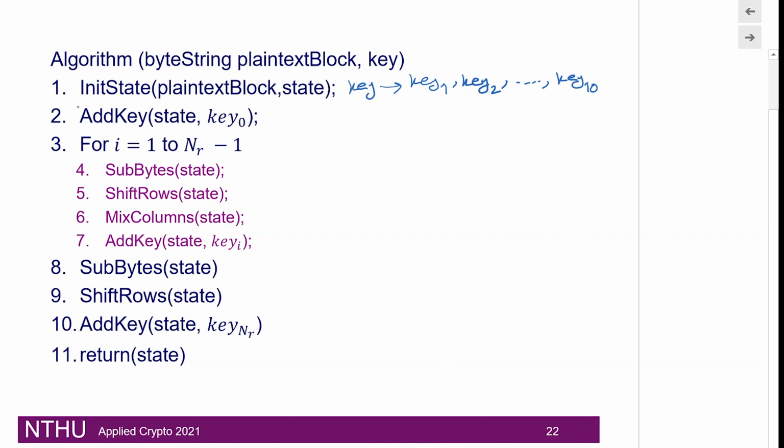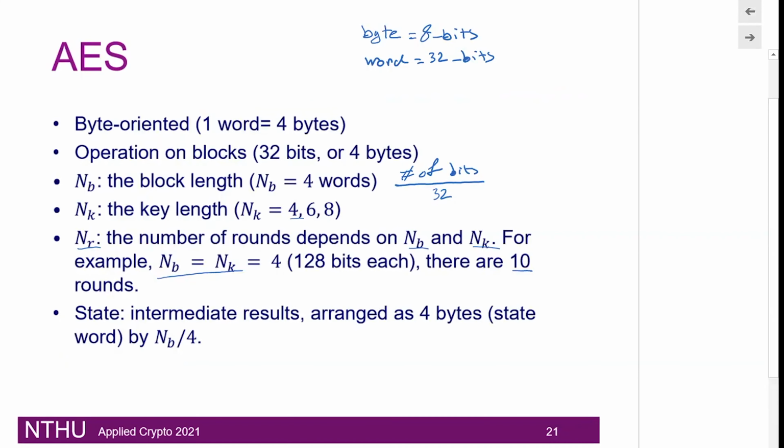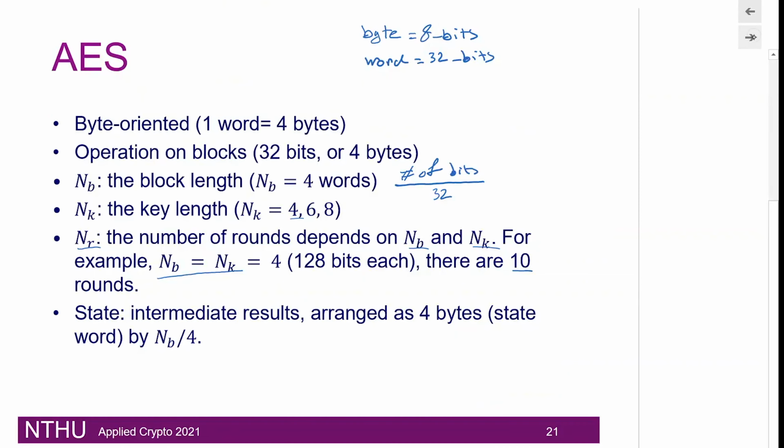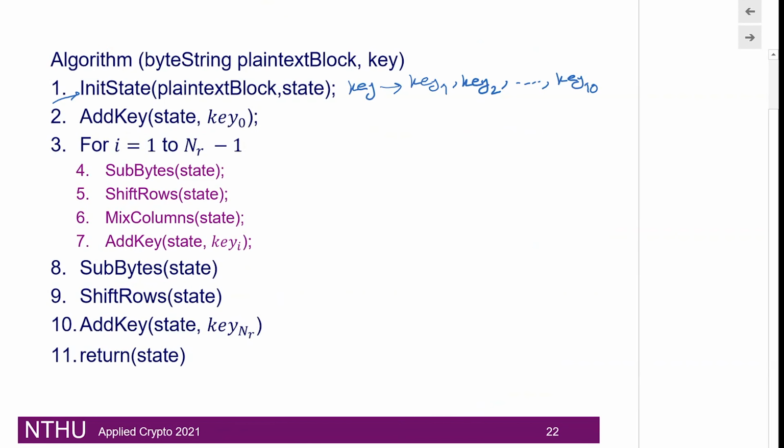So in the previous page, we saw the number 1. We saw how we would initialize the state. So I will go back again. So this is your input message, plain text, and then we would copy paste it in a column-oriented way to generate our state. So step number 1 is done. We would discuss how the key is generated later.